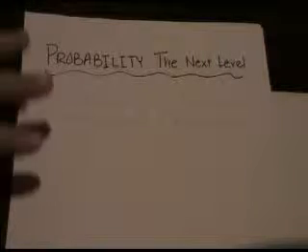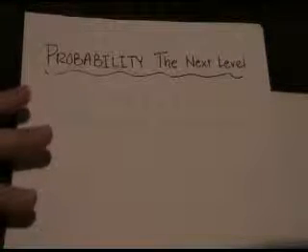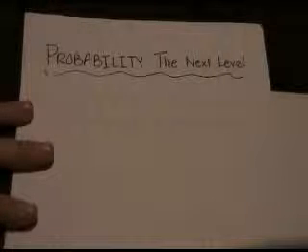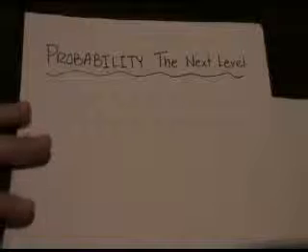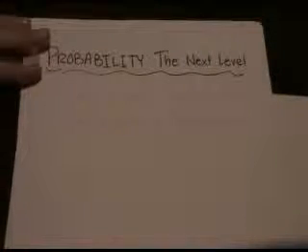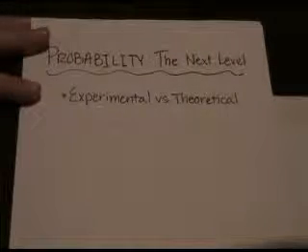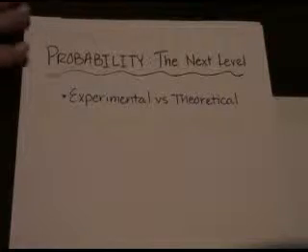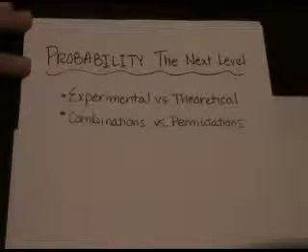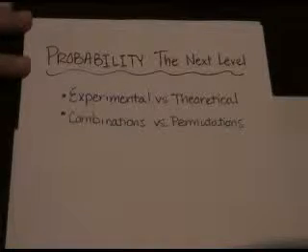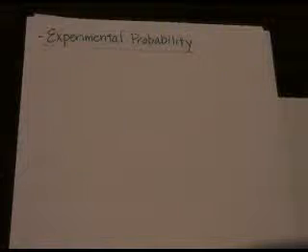Now this little tutorial is to help you figure out some of the major concepts in probability that could be a little trickier to get sometimes. First of all, let's look at the differences between experimental and theoretical probability, as well as the differences between combinations and permutations. Let's go ahead and dive right into experimental probability.